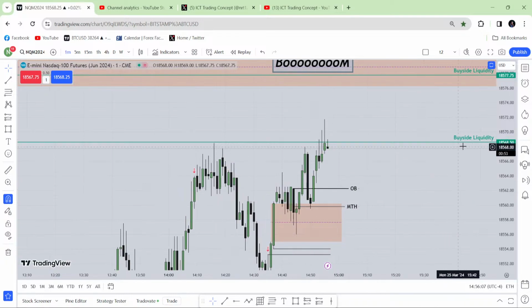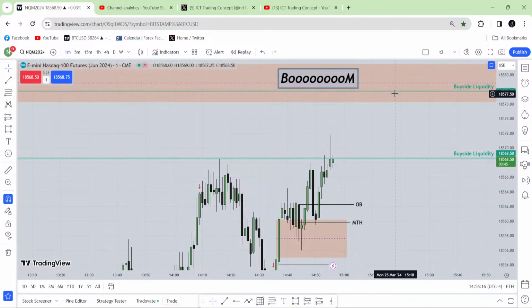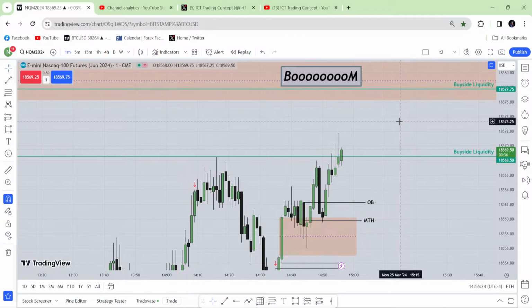The body closed below this line. So until the body closes above that line, I'm not sure whether the market is going to take that one or not. In my opinion, the market has to take that one. That's my expectation. Now I can be wrong with my direction. I can be wrong.